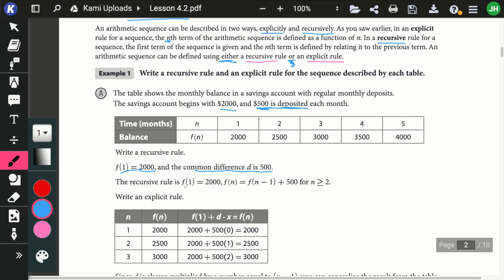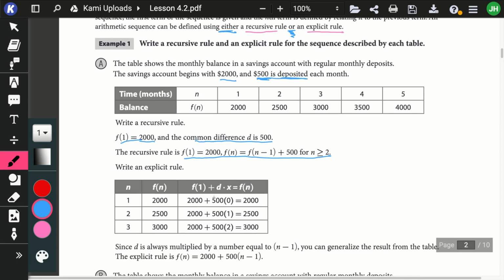So the recursive rule is f of 1 equals 2,000. Remember, in a recursive rule, you always give the first one. And f of n, for any number greater than or equal to 2, equals f of n minus 1, the previous term, plus the difference, 500. Okay, here's our recursive rule.